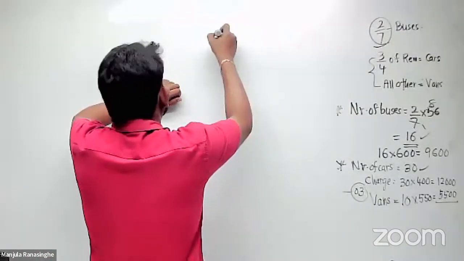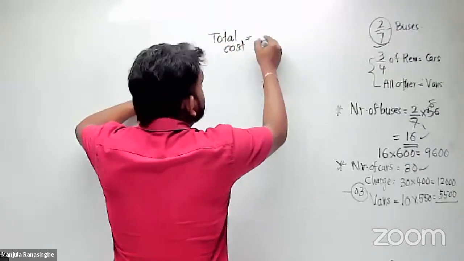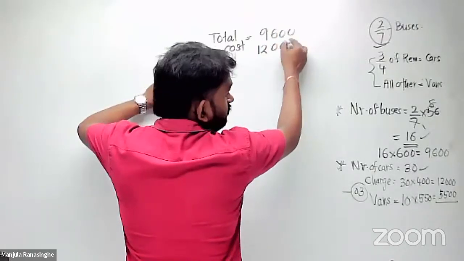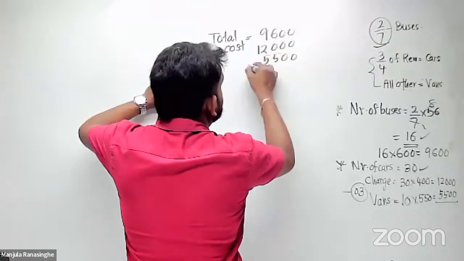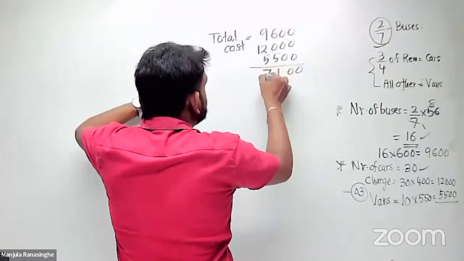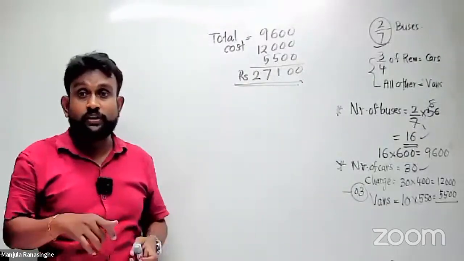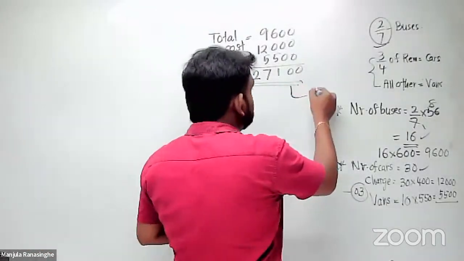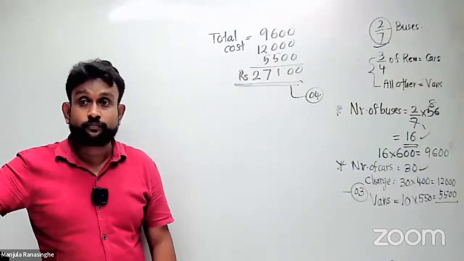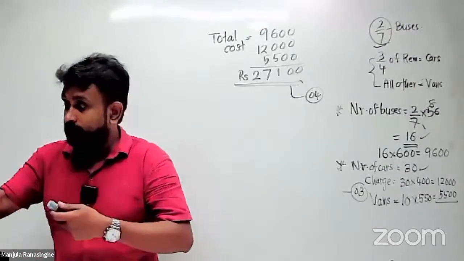Total cost, how to find the total cost? 9,600 add with 12,000, right? Then add with 5,500. Okay, 27,100. That is the total income. So that is the 4 marks question. That is 4 marks for the question. Take the answer.